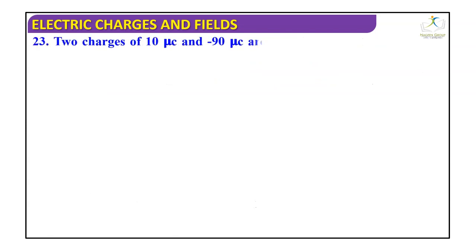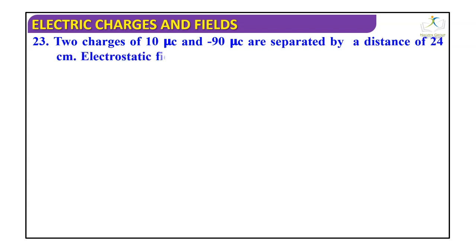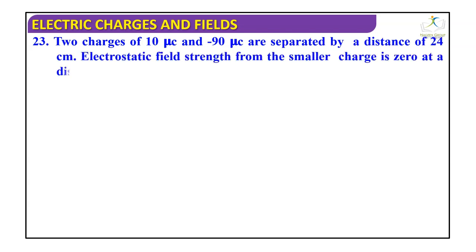Next question: two charges of 10 microcoulomb and minus 90 microcoulomb are separated by a distance of 24 centimeter. The electrostatic field strength from the smaller charge is 0 at a distance of. We have these options. Now try to solve this particular problem.